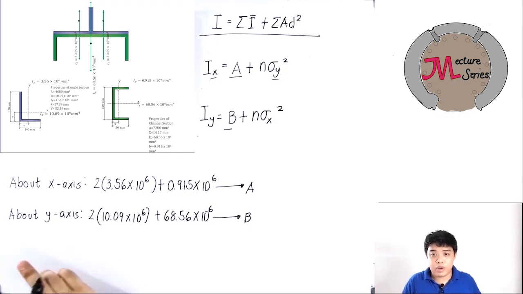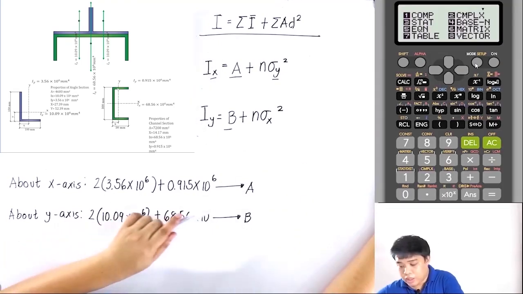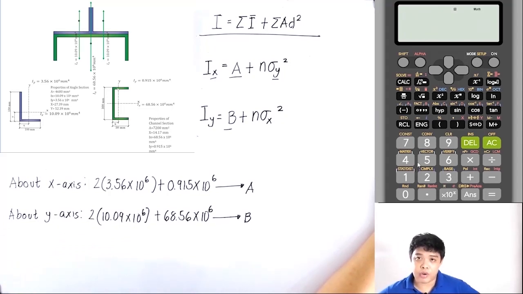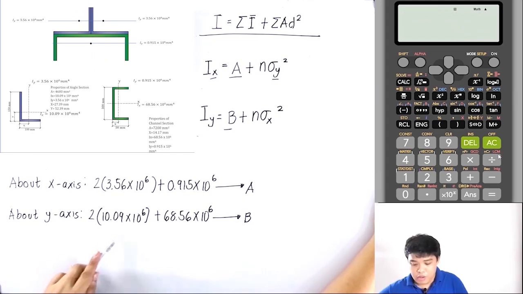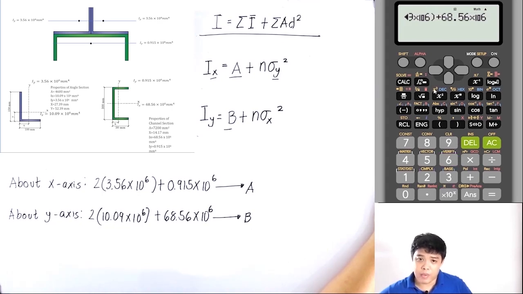So let me show you on your 991ES calculator. If you are doing this, you go to mode 1, which is computation, for easier typing of the syntax. So that would be 2 times 3.56 times 10 to the 6 plus 0.915 times 10 to the 6. And then after typing, you store it to A. Shift store A, and then press AC. You type this one: 2 times 10.09 times 10 to the 6th power plus 68.56 times 10 to the 6th power. And then you press Shift store B.